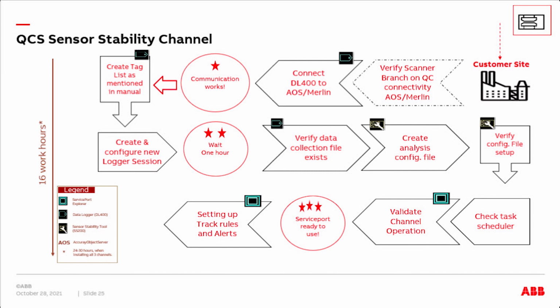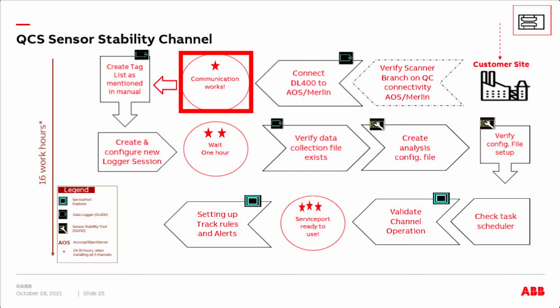So this is just like a data flow of how the sensor stability channel works. Once we have the order, we'll visit the customer site. We'll verify whether the scanner branch on QC connectivity server, Accurate Object Server or Merlin is available. We'll verify the connectivity with the VM by installing a service port channel. We will install a data logger and verify the communication with the connectivity, whether we are able to browse the AOS Accurate Object Server or the Merlin.